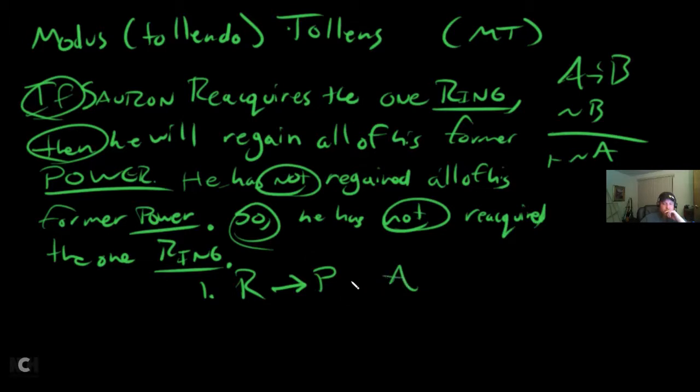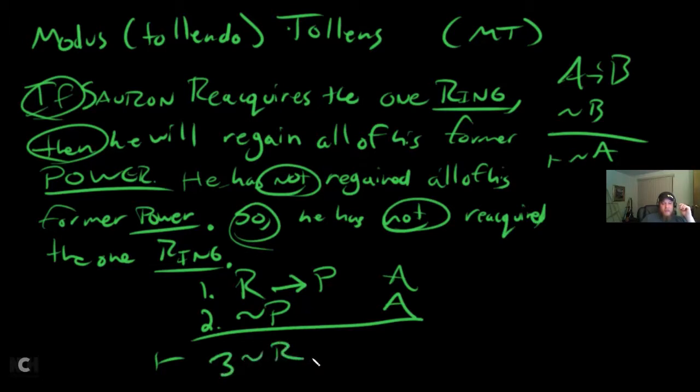Assumption number 1. Assumption number 2, he has not regained all his former power. Line 2. His power, does he have it? No. Assumption number 2. So Modus Tollens tells us in this situation, you got this. If he gets the ring, he'll get his power back. He doesn't have his power back. What does that mean? He has not gotten the ring. So I can say squiggle R, Modus Tollens 1 and 2.